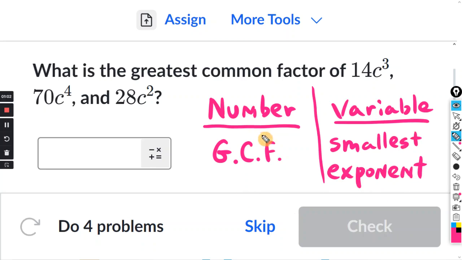When you get these two terms, they're going to be multiplied. So you want the number for the coefficient, the greatest common factor. For the variable, you want the one with the smallest exponent.